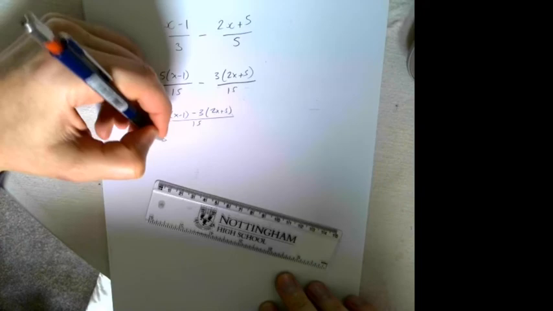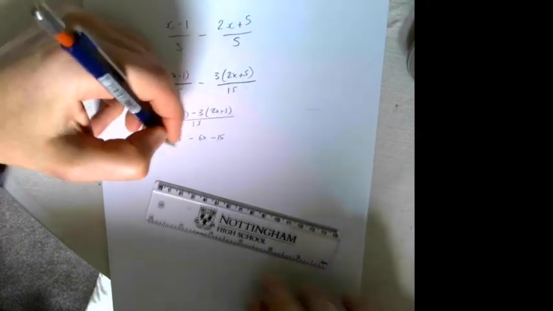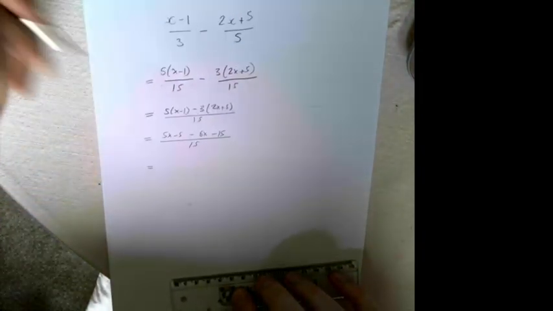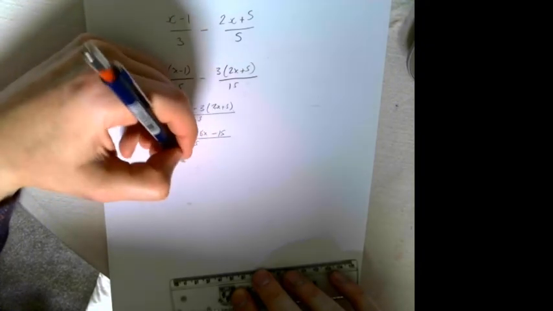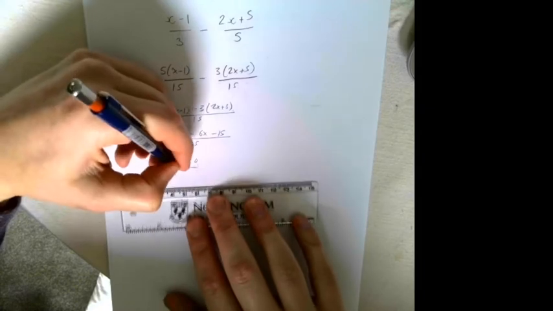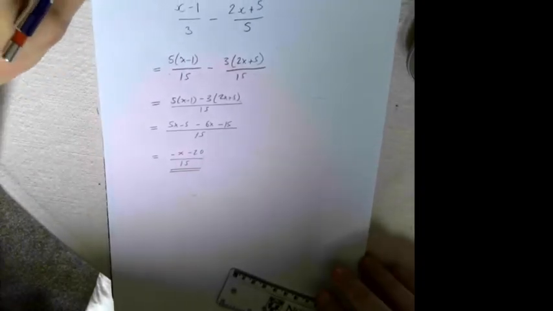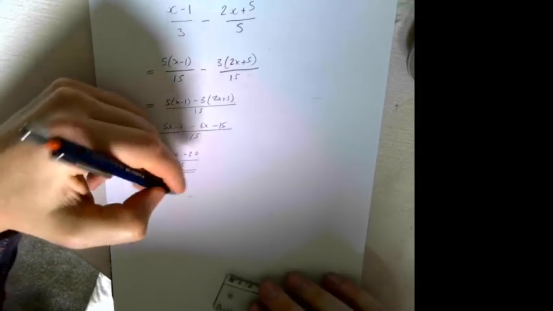And that's going to mean we have 5x minus 5 minus 6x minus 15 all over 15. And so we're going to get 5x minus 6x, which is minus x, minus 5 minus 15, which is minus 20, all over 15. So one more of these for you to practice on would be, let's choose some different denominators now.